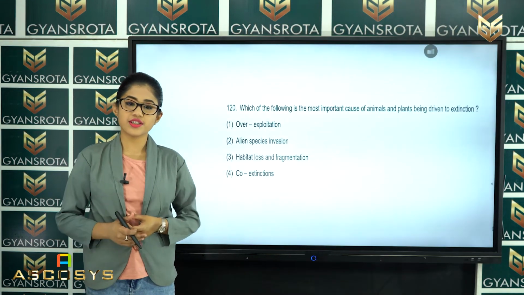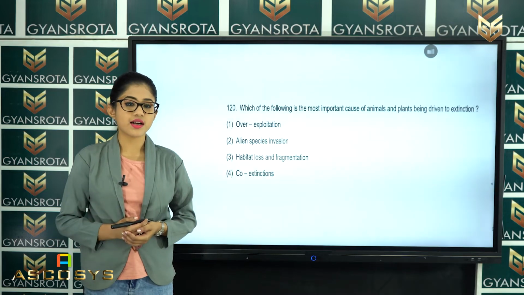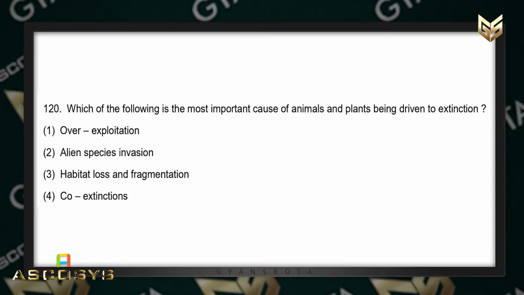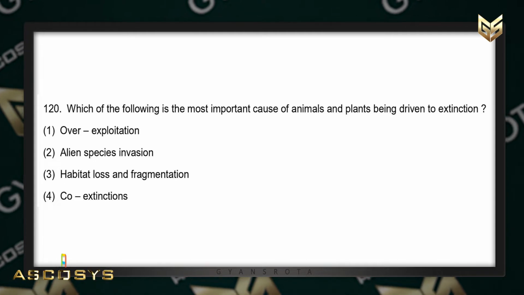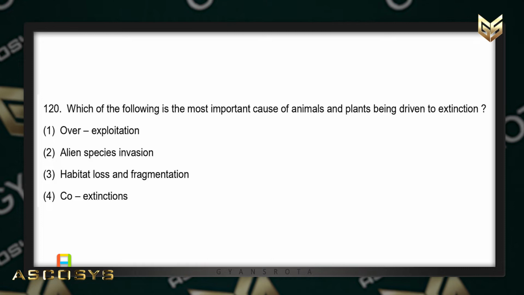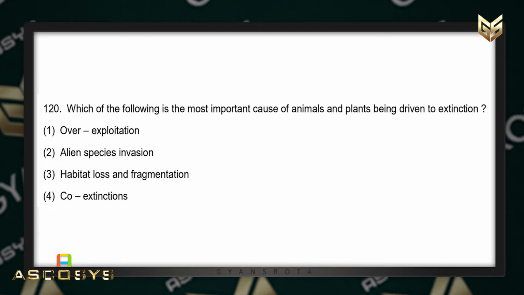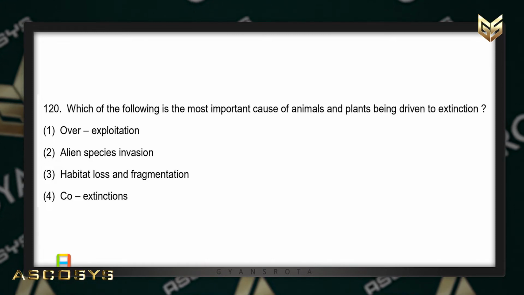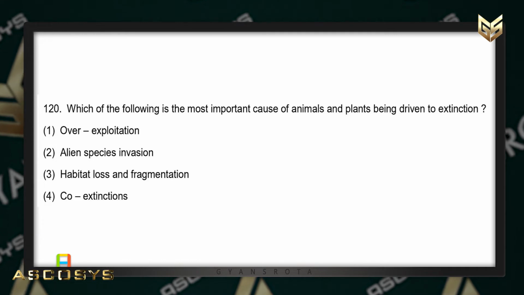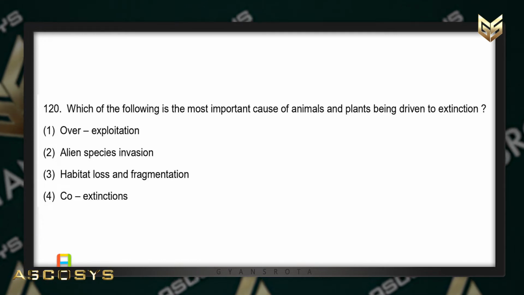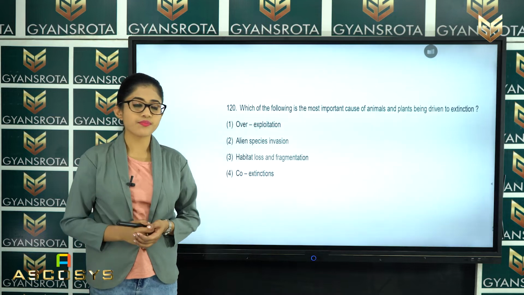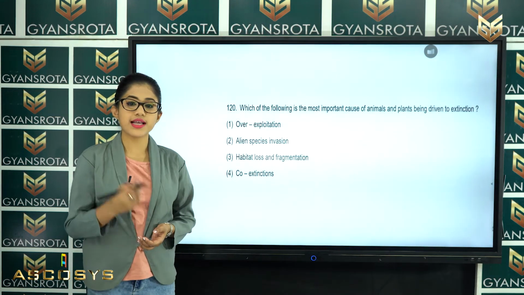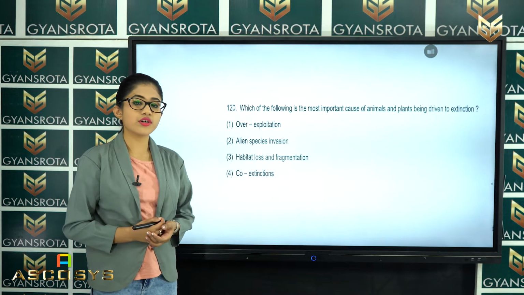Now, the next question is question number 120. Which of the following is the most important cause of animals and plants being driven to extinction? First option is overexploitation, second option is alien species invasion, third option is habitat loss and fragmentation, and the fourth option is co-extinctions. Well, this is from the unit Ecology and this is a direct question from your NCERT textbooks. So, you can refer to the chapter.